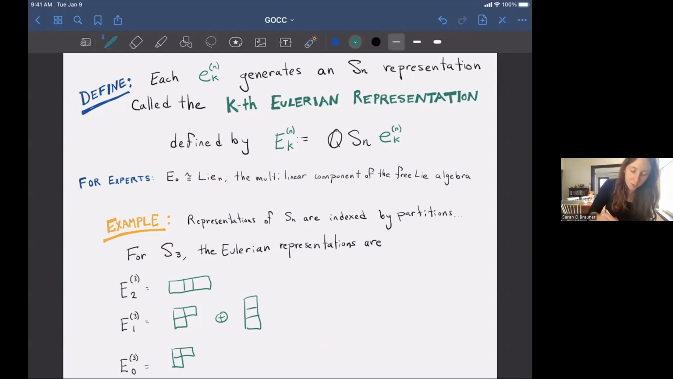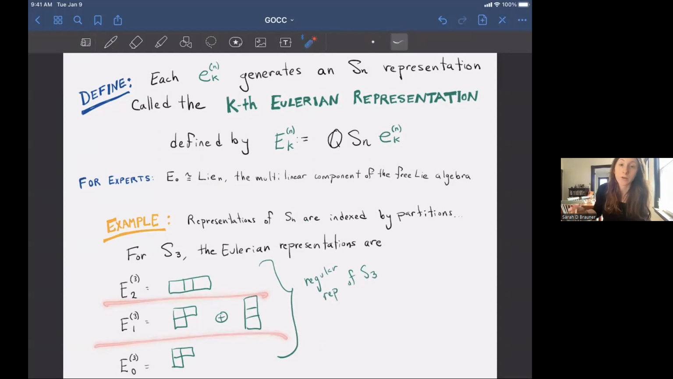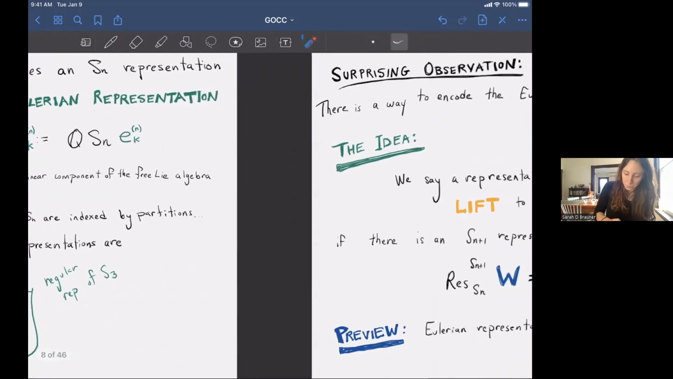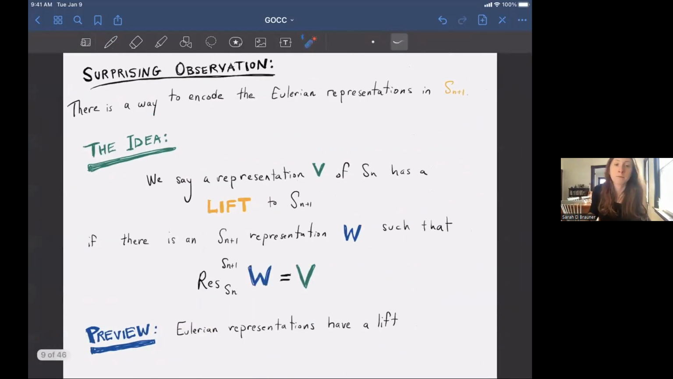And then the other thing I want to note is that if we look at all of these representations together, we see that this is the regular representation of S3. And in general, I'm going to get some decomposition of the regular representation of Sn when I look at these representations. Okay, so what I've described so far is that these are representations of Sn.